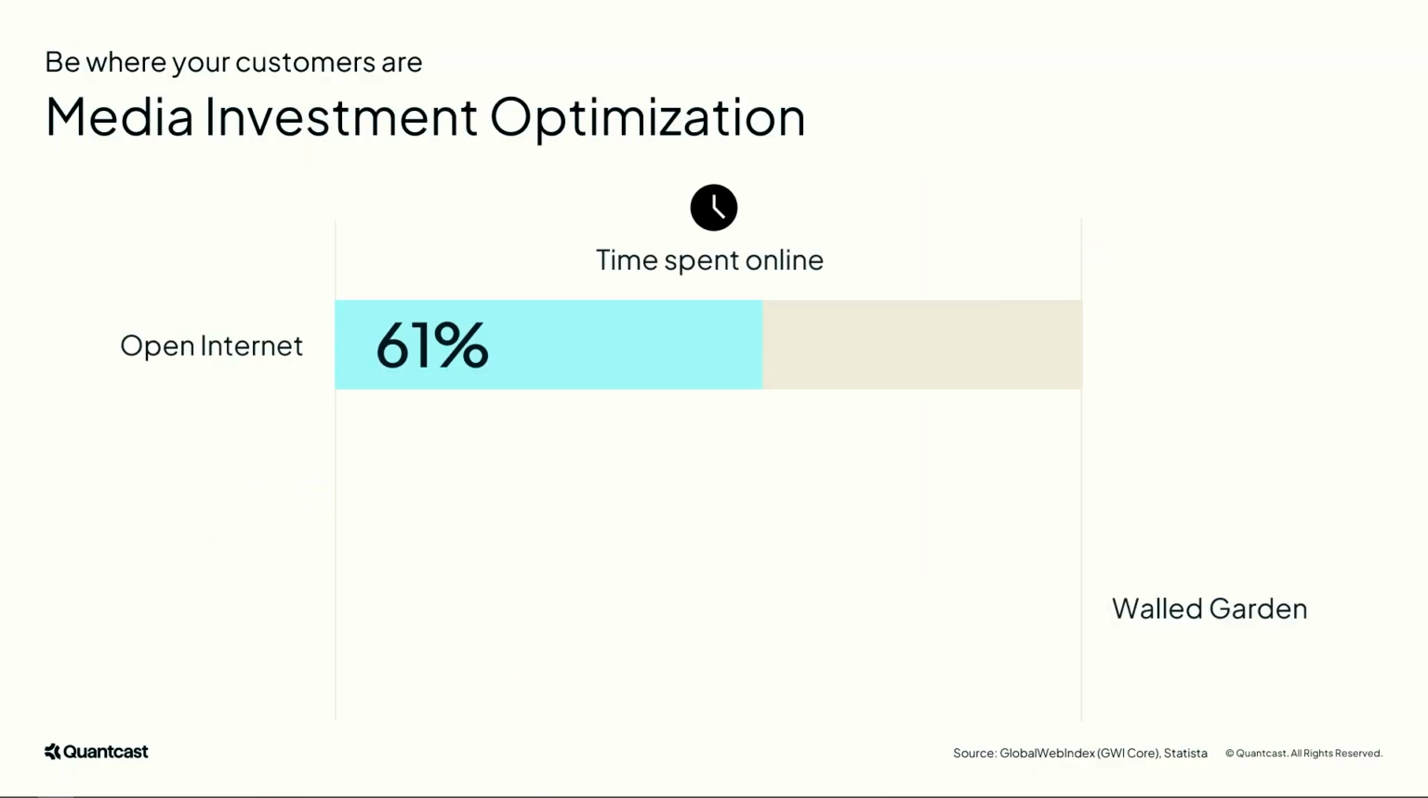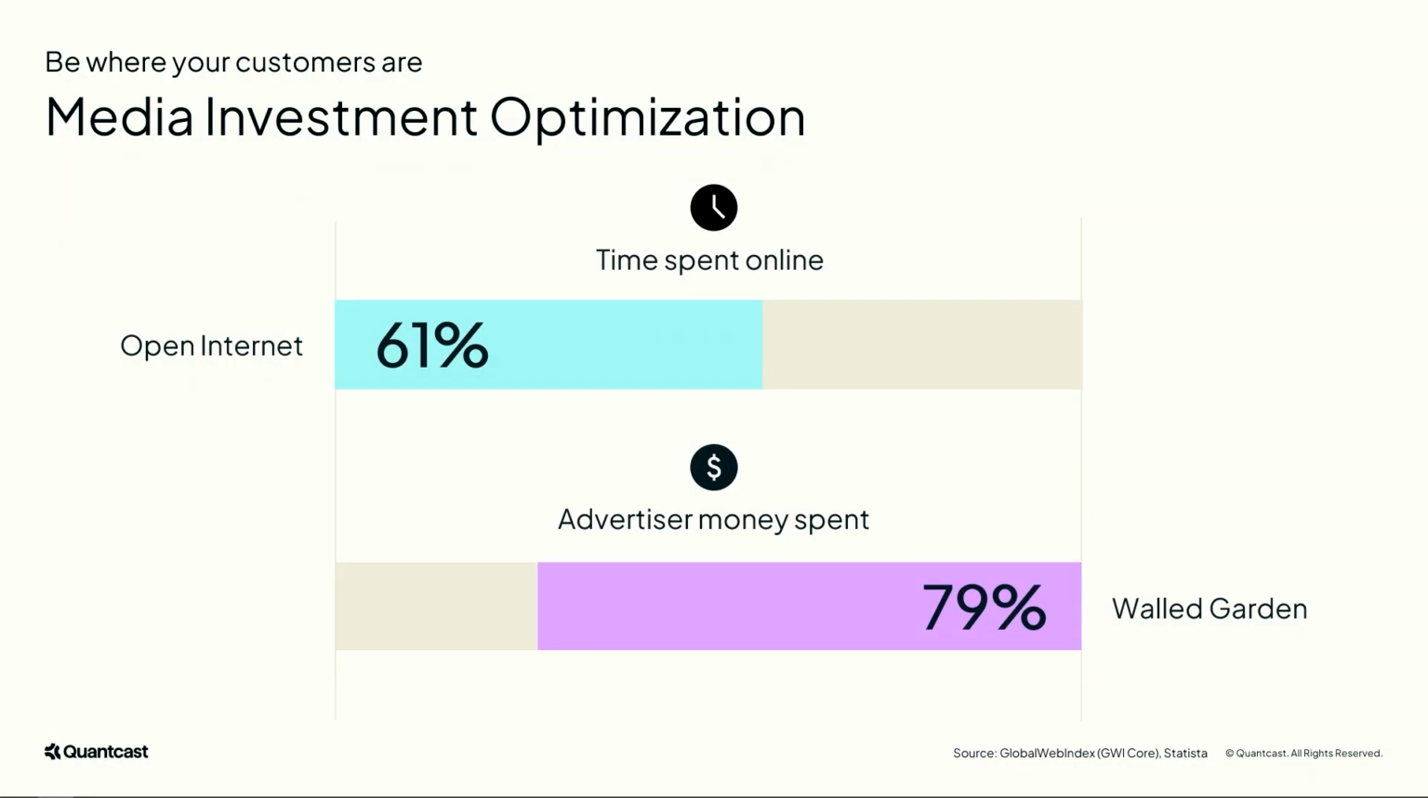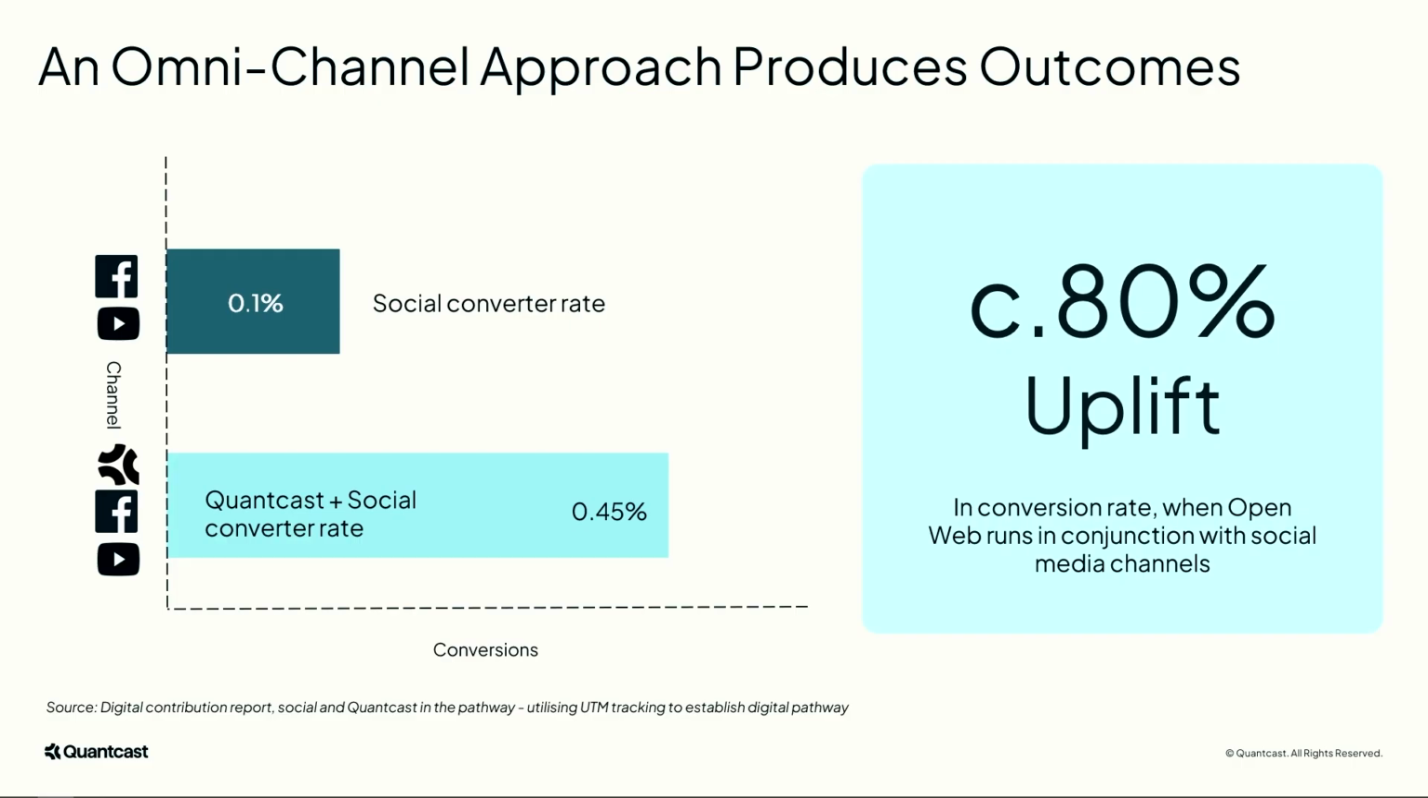Now, this is an interesting fact on its own, moving from walled gardens into open internet-based advertising. However, there's not really a big takeaway here until we juxtapose it with where all of us are spending the majority of our advertising dollars. With over 61% of time now being spent in the open internet, only 21% of our marketing dollars are being spent communicating to these individuals, having a conversation with them, which leaves a huge gap from an advertising perspective.